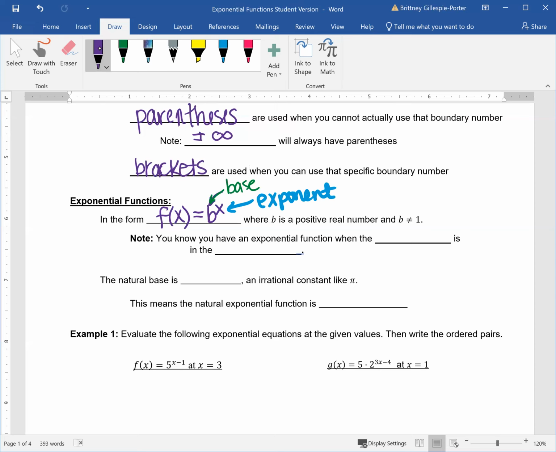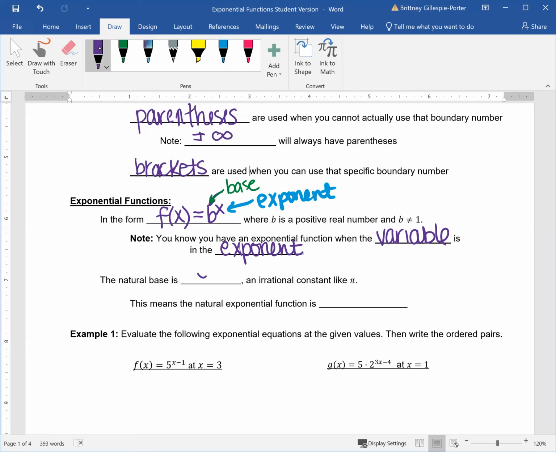We don't do b equal to 1 because it's boring. 1 to anything is 1. Just use a different base to make things interesting. You know you have an exponential function when the variable is in the exponent. That's where exponential gets its name.